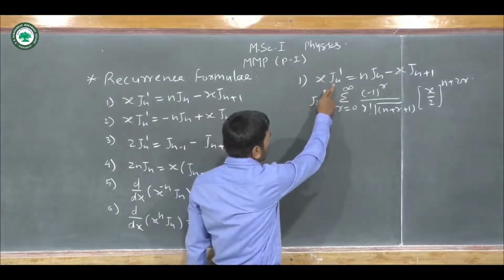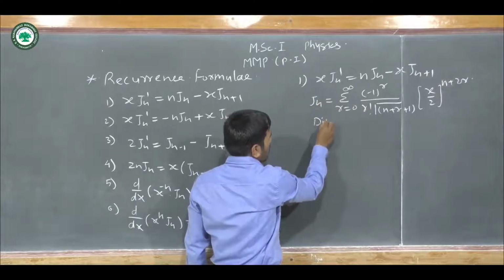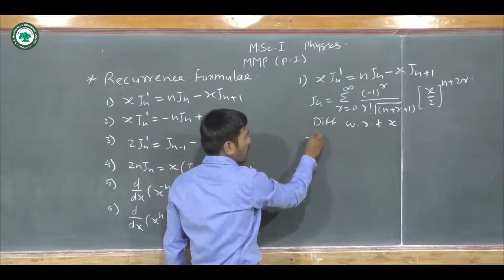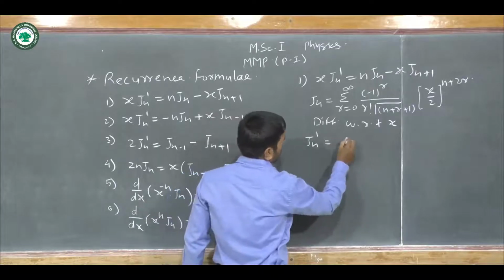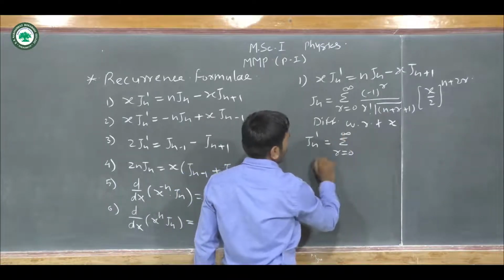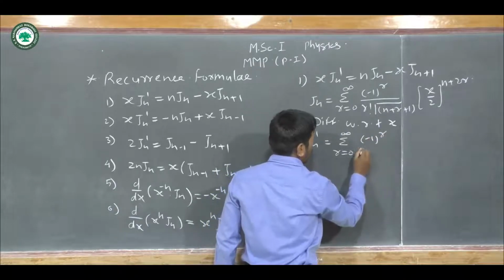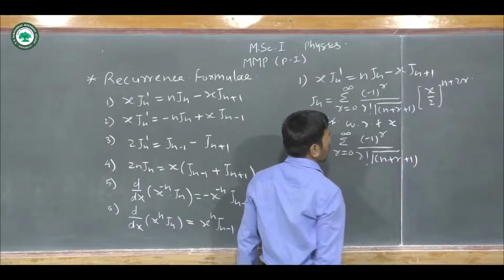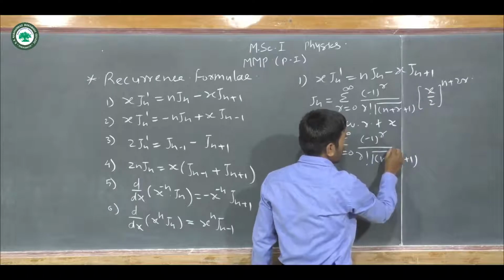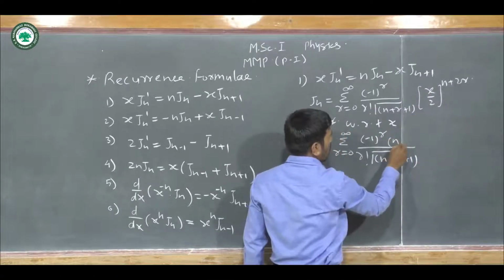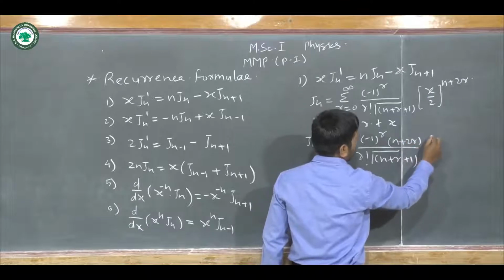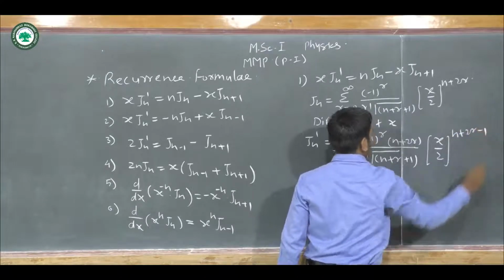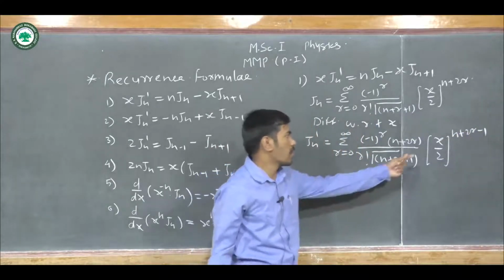So if we differentiate this Jn with respect to x, then Jn prime is equal to the summation over r is equal to 0 to infinity of minus 1 power r divided by r factorial gamma of n plus r plus 1, and differentiating, we get n plus 2r into x by 2 power n plus 2r minus 1, by the definition of differentiation.